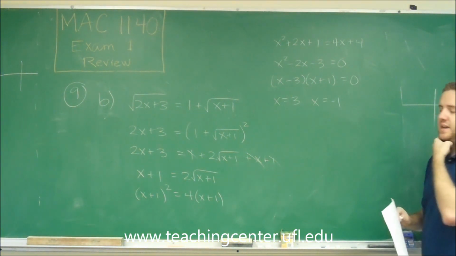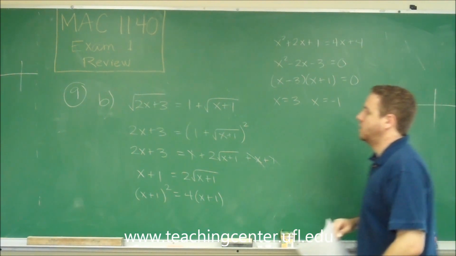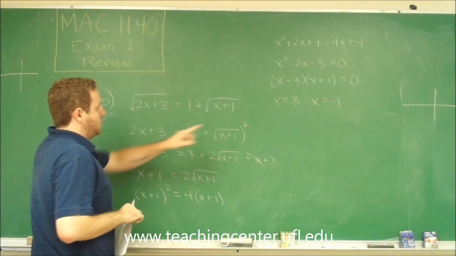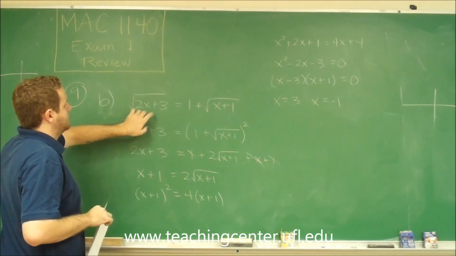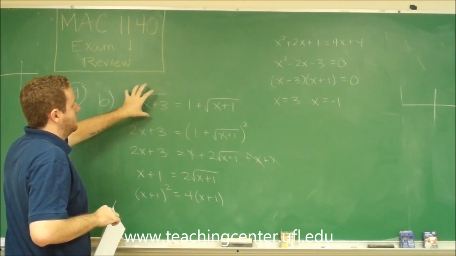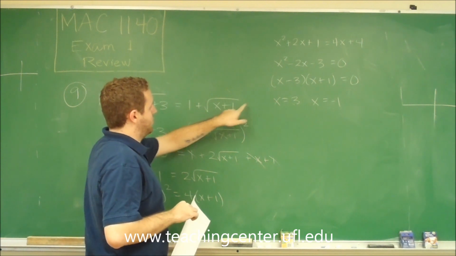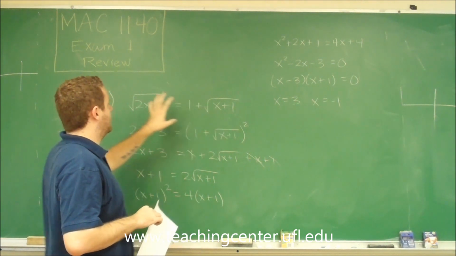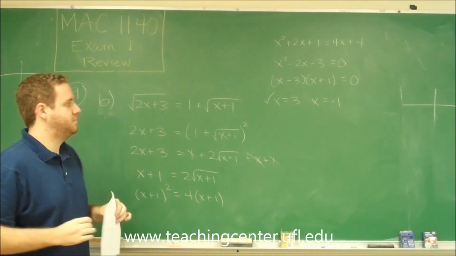So we need to check these now in our original equation to see if they would work. Well, if we plug in 3 for x, this would be 6 plus 3, which is 9. Square root of 9 is 3. 1 plus square root of 3 plus 1, which is 4. 1 plus 2 is 3. So this one works. We get 3 on both sides of that equation.